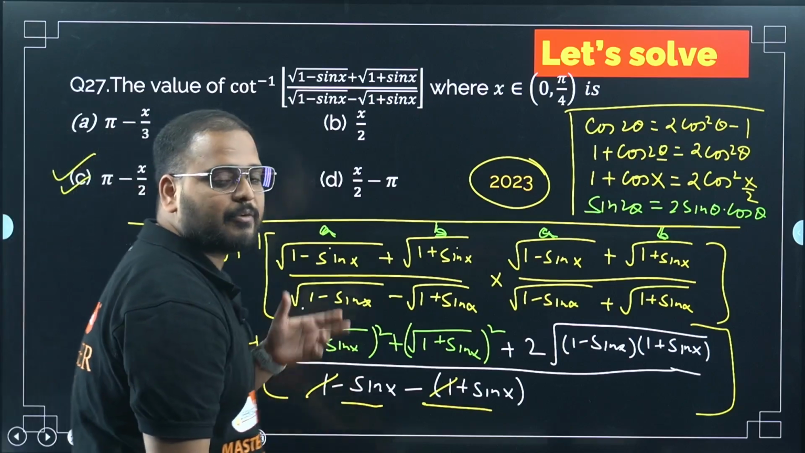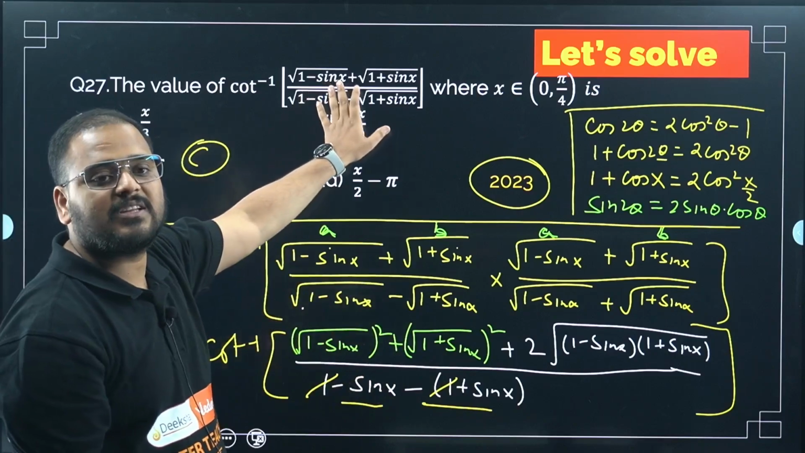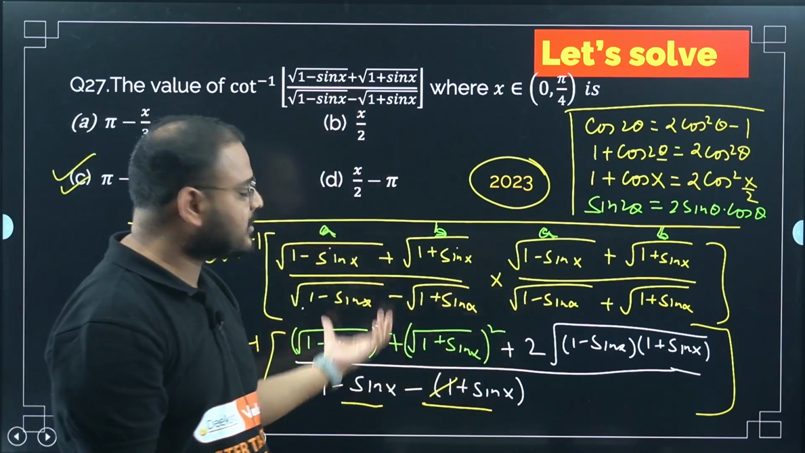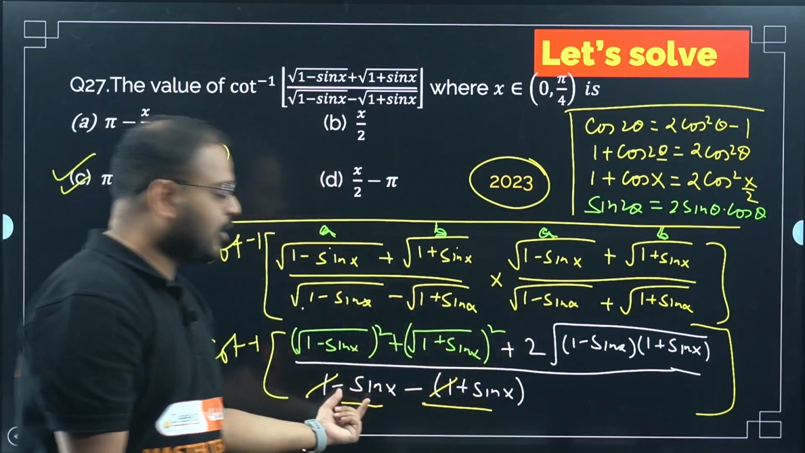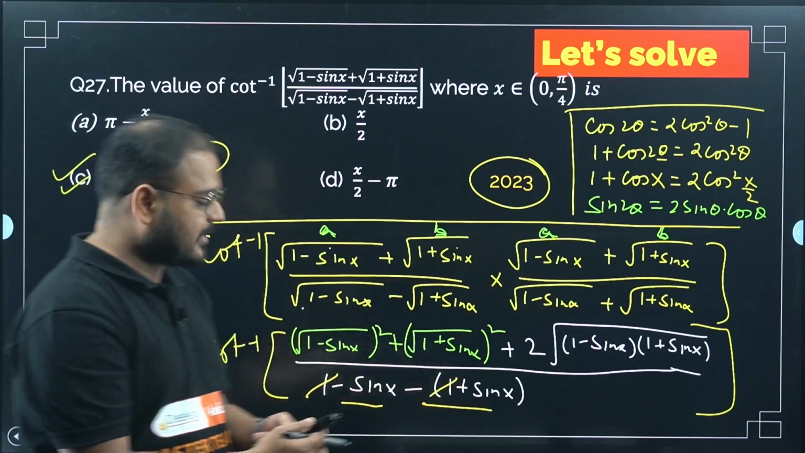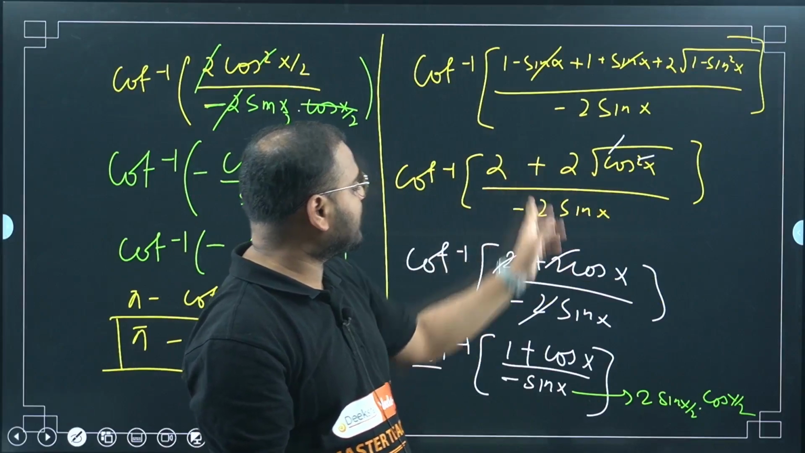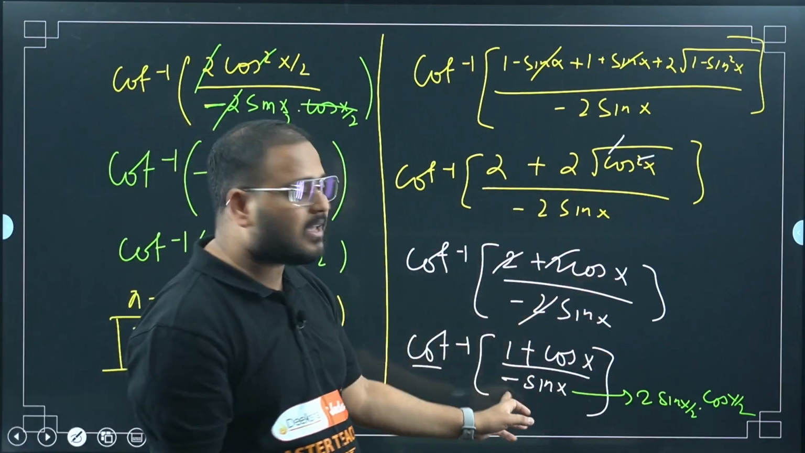Since the question was calculative, I will re-explain the question. This was given in this form. I took the rationalization part, simplified it in this form using a plus b the whole square. I got this as a square plus b square plus 2ab. Denominator was a square minus b square, so the root was cancelled. 1 minus sin x minus 1 plus sin x. This became what? Cancelling it out, it became 2 plus 2 cos x and minus 2 sin x. 2 cancel each other. I get 1 plus cos x by minus sin x.